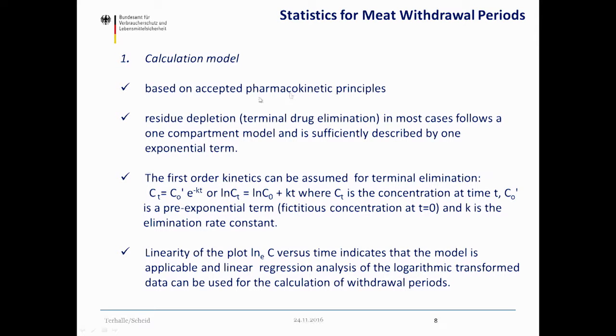The calculation model is based on accepted pharmacokinetic principles. We would consider the terminal elimination of the residue, which in most cases follows a one-compartment model and would be described by one exponential term. This is the exponential term, and you can transform it into a linear relationship where Ct is the concentration at the time t. Ct would be the concentration which is expected below the MRL, and C0 is the concentration at the beginning of the depletion. And if this plot is linear, this indicates that the model is suitable.